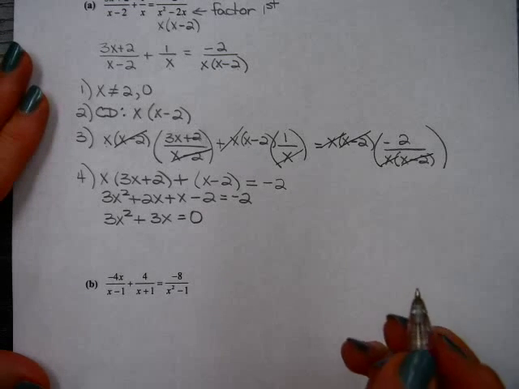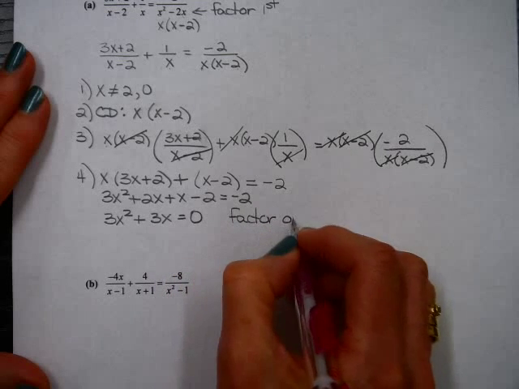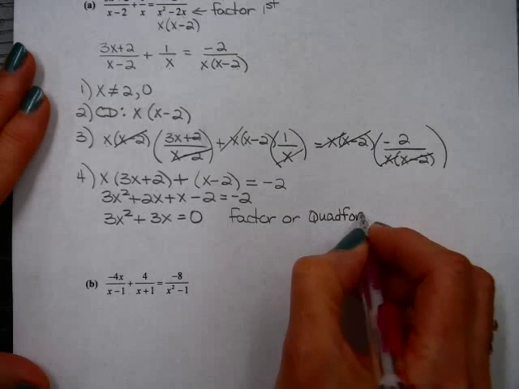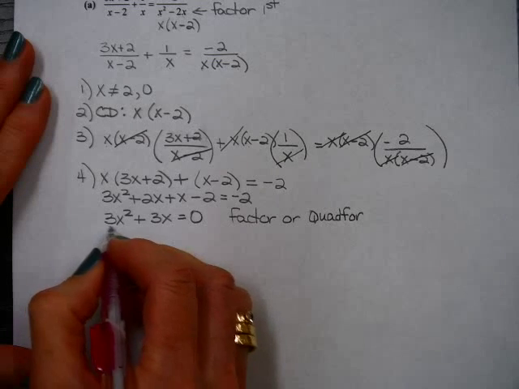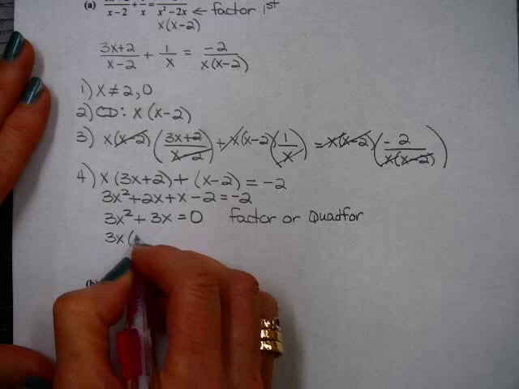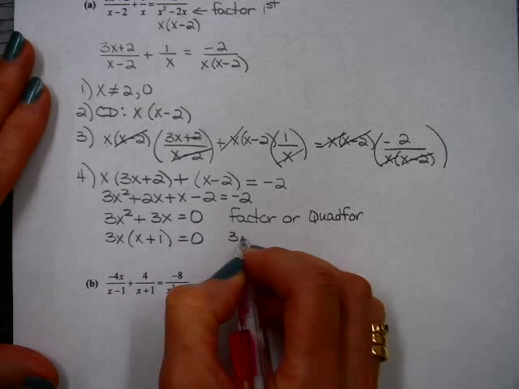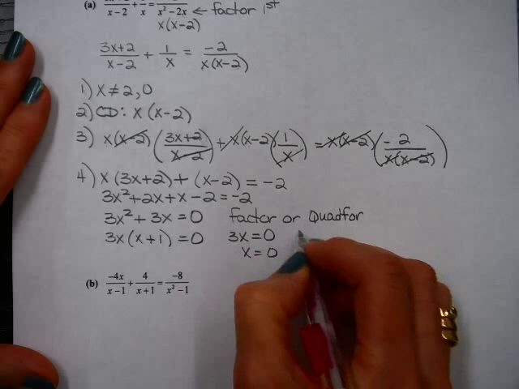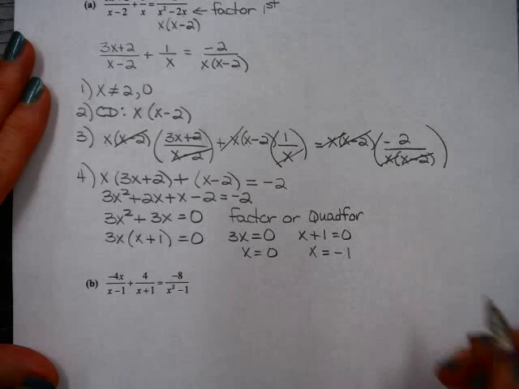You may either factor or use your quadratic formula in your calculator. If you factor or use a quadratic formula, you're going to get your same two solutions. If I factor, I would factor my common factor of 3x out. That's going to leave me with x plus 1. Setting my factors equal to 0, I got 3x equal to 0, or I get x plus 1 equal to 0, so x is equal to negative 1.